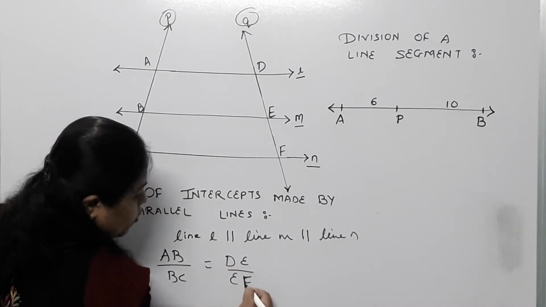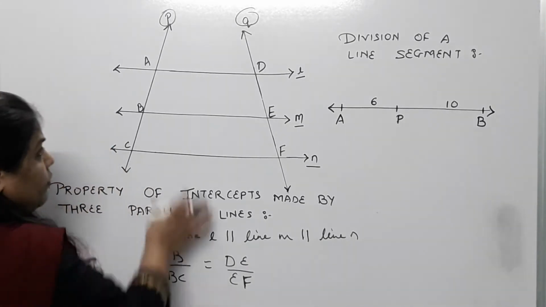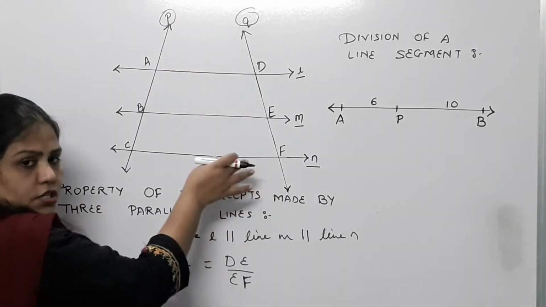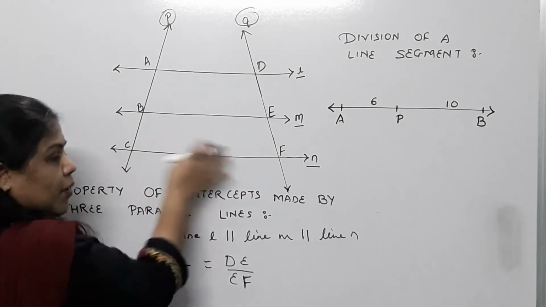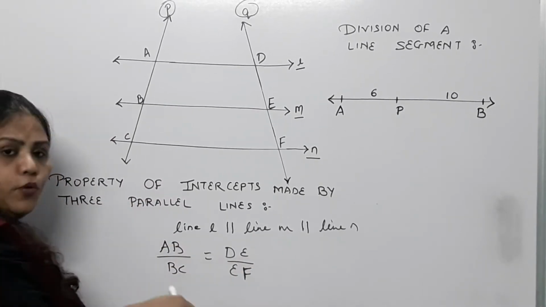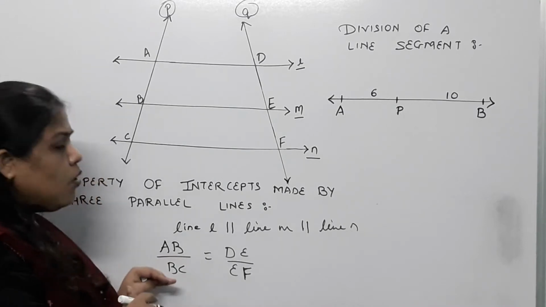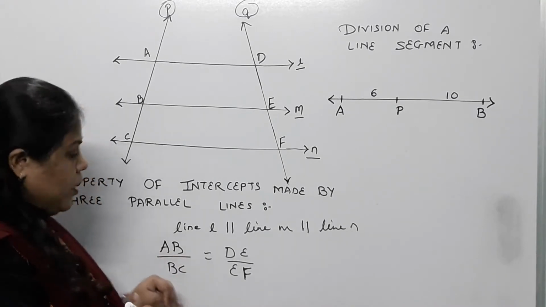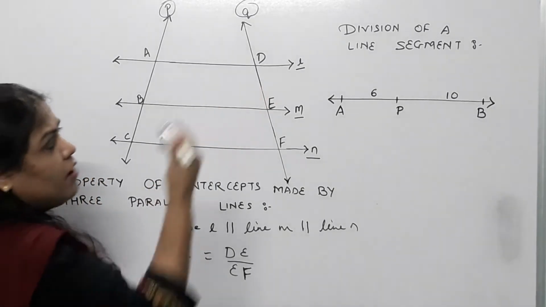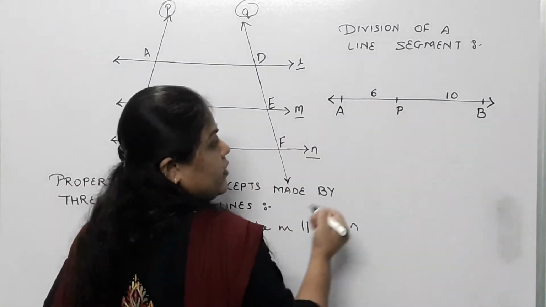Now this ratio you are familiar with, right? When we draw transversals on three parallel lines, then the intercepts so formed are in proportion. This is the property that you have learned. Now how to derive the section formula based on this? Before that we have a division of a line segment also given. Now see how to get the ratio.